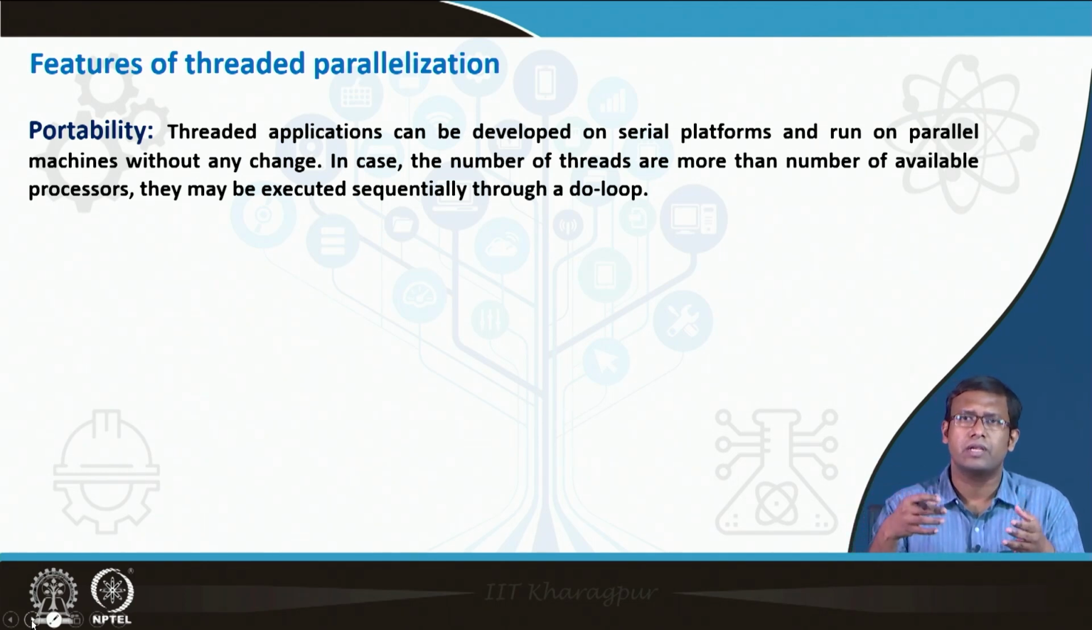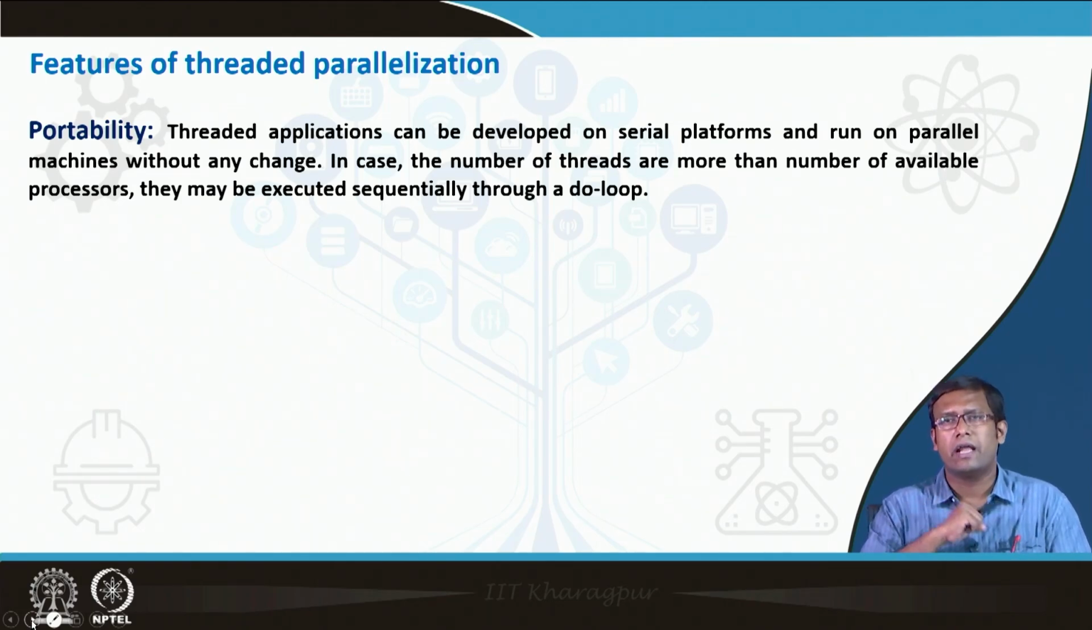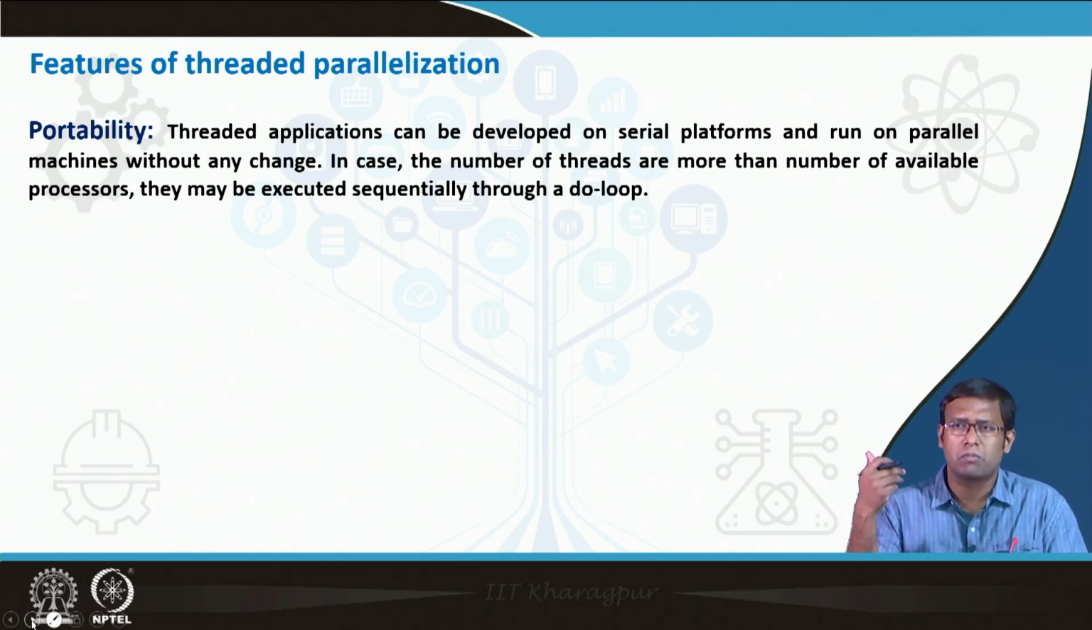Now we try to run it on a single processor computer. These 8 threads will be sequentially run using a do loop, and the advantage is that when writing a threaded program, you really do not need to bother about how many processors are available. You can write the threaded program the way you want to parallelize that particular part of the program.